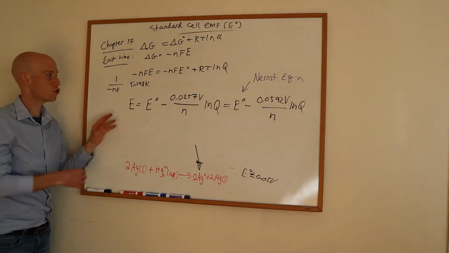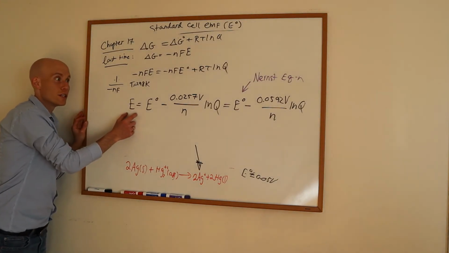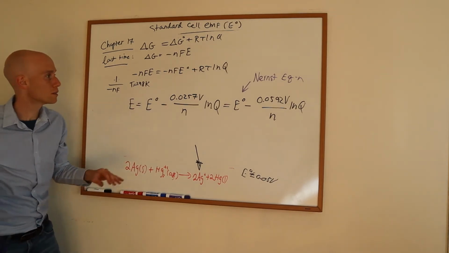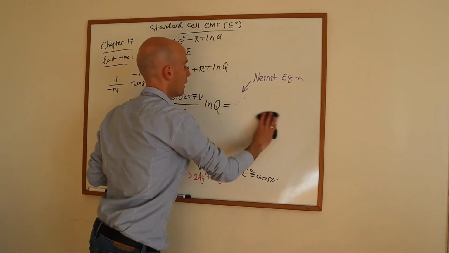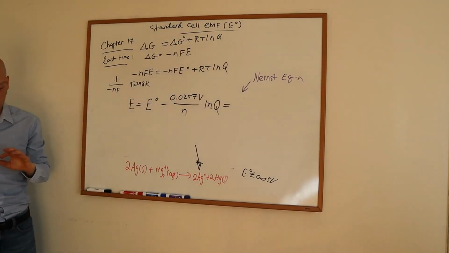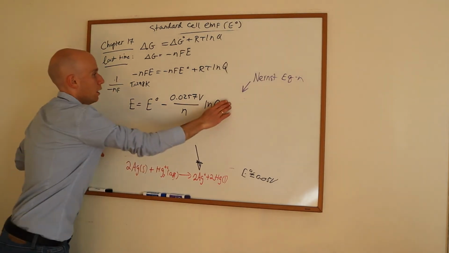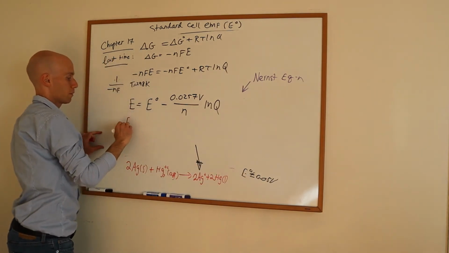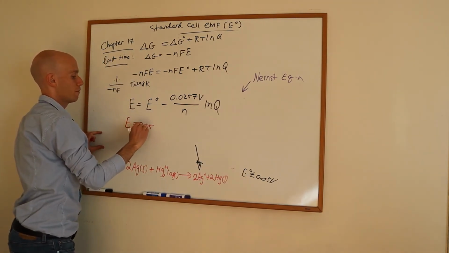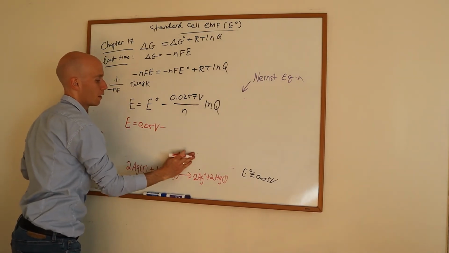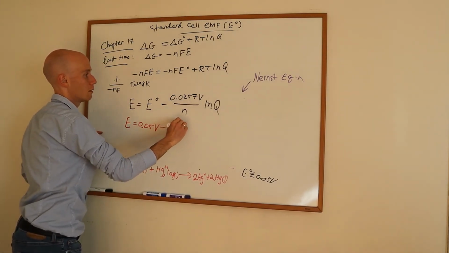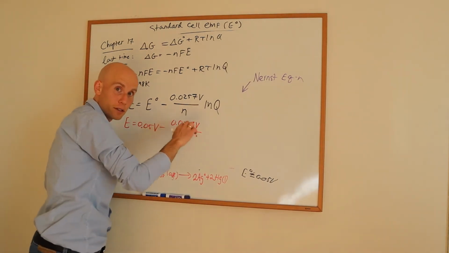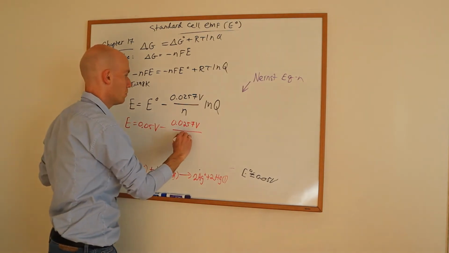So let's try to use this to try to get the non-standard EMF for this cell. Okay, and I'm going to be snooty and use the ln, so I'm just going to erase this thing here. Okay, and go ahead and try to use this right here. All right, so my standard cell EMF, I already calculated that. That's 0.05 volts. Okay, this stays the same. This numerator should stay the same. N is the number of electrons present in the redox. I have 2, so it should be 2.